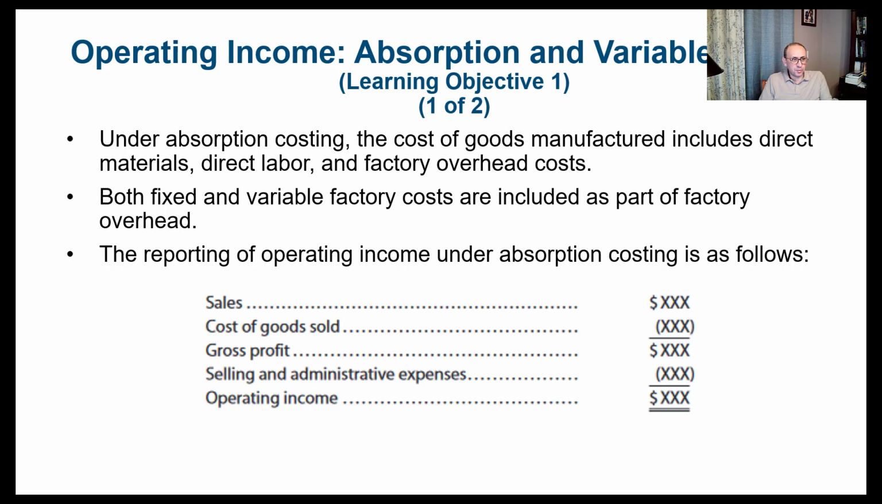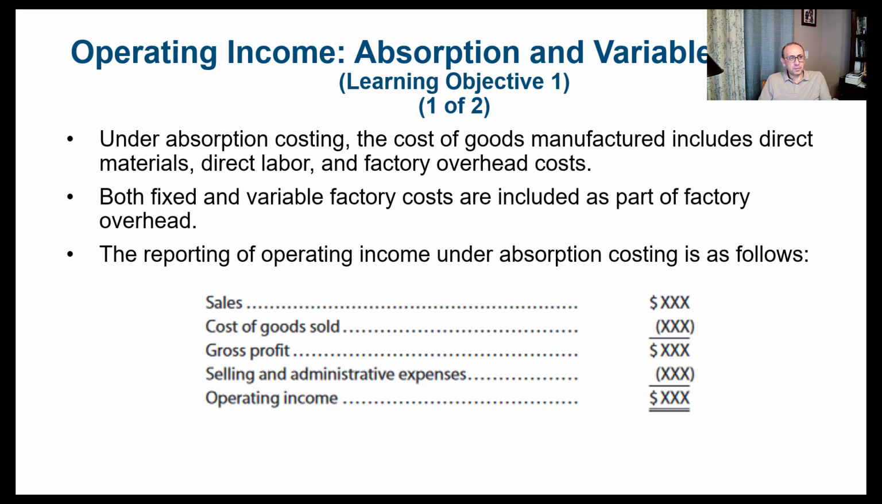So the reporting of operating income under absorption costing would be as follows. We have the sales for the period, we subtract the cost of goods sold to get the gross profit, and then we subtract the selling and administrative expenses to get the operating income. So that's technically how it works. In absorption costing, it works the same way we've been learning to calculate cost of goods sold, gross profit and operating income in financial accounting.